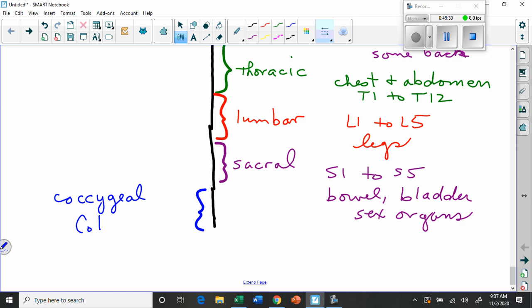CO1. It's a CO because cervical was a C, right? So they use a CO. And this is for basically the rectum and anus. That's really all it is.